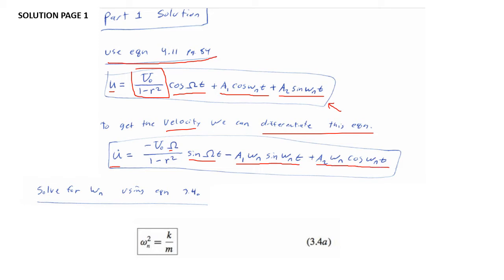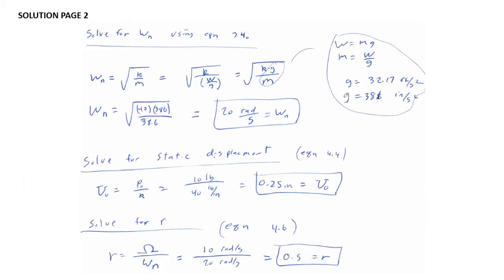So then, from here, we can solve for our omega sub n using equation 3.4a from our text. I'll redraw it here: omega n squared is equal to k over m. So now we'll begin our solution for omega n from that equation 3.4a. Omega sub n is equal to the square root of k over m.